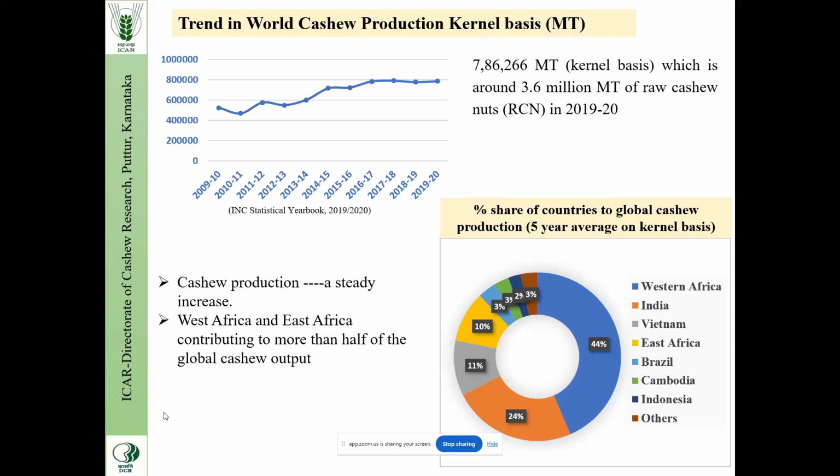Around 7,86,266 metric tons on kernel basis, which is around 3.6 million metric tons of raw cashew nut, in 2019-20. It is a strategic increasing trend we can see, and the production is a steady increase. West Africa and East Africa are the most contributing regions, we can say more than half of the global cashew output.